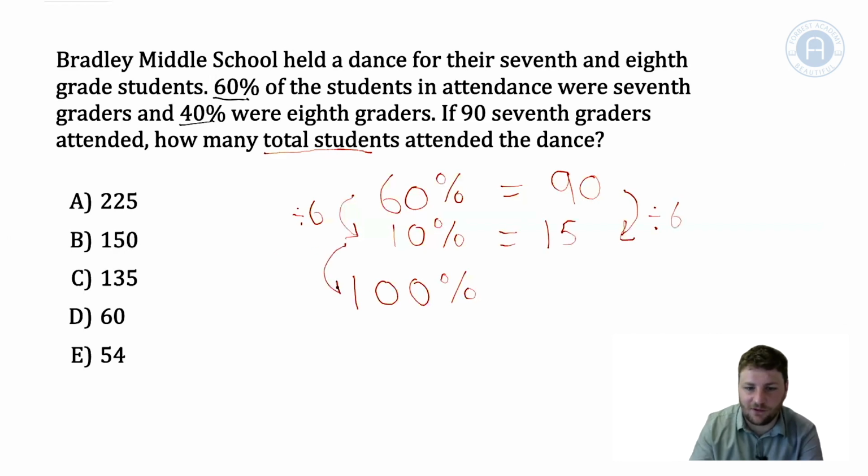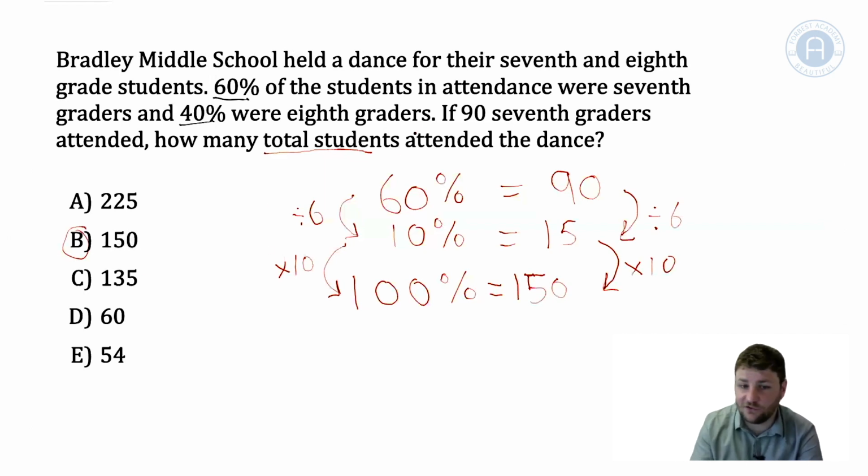Then to get from 10% to 100%, we can multiply by 10. 15 multiplied by 10 is going to equal 150. So we've got the answer of B. So that's using our breaking down method. We can again use our other methods we've discussed as well.